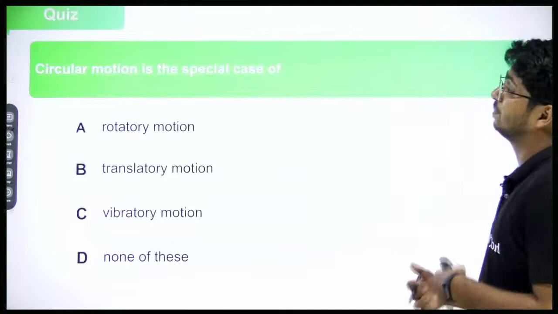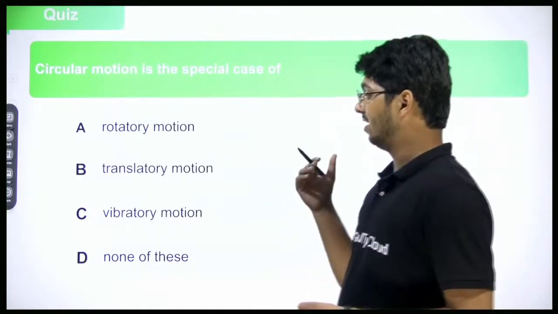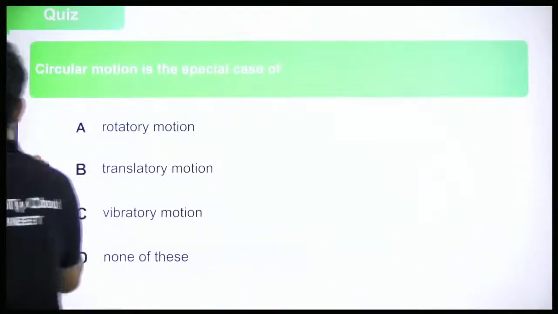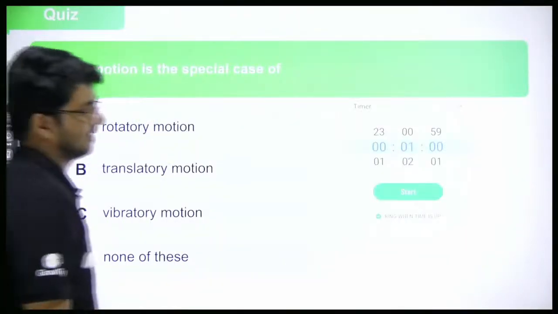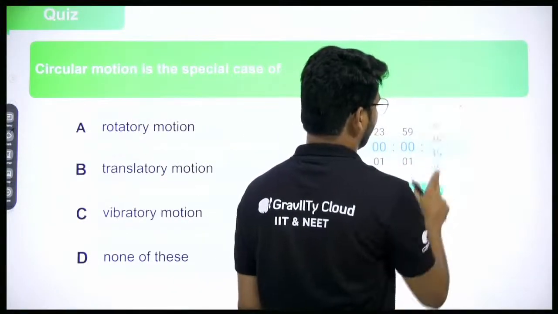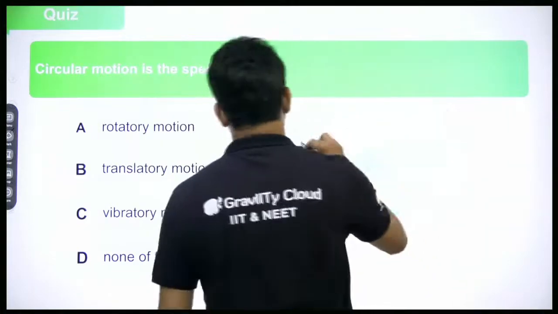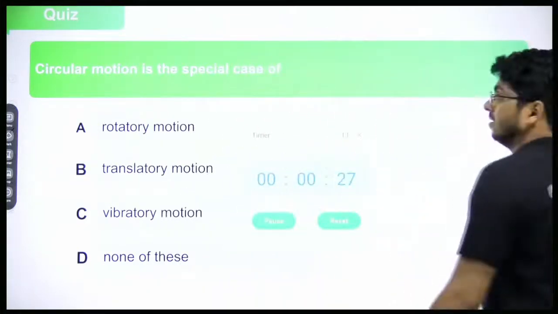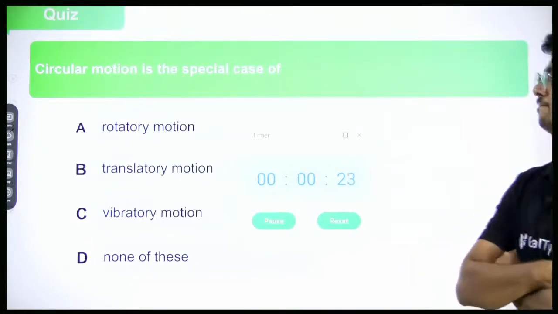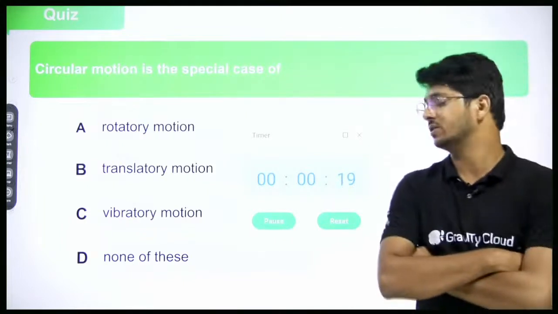Circular motion is a special case of what? Rotatory, translatory, vibratory, or none of them? What is that going to be? Again, 30 seconds, not more. 30 seconds should be enough, everyone. So 30 seconds more. So start. So circular motion is a special case of what? Rotatory, translatory, vibratory, or none of this?